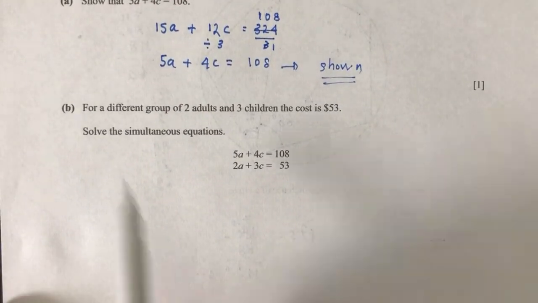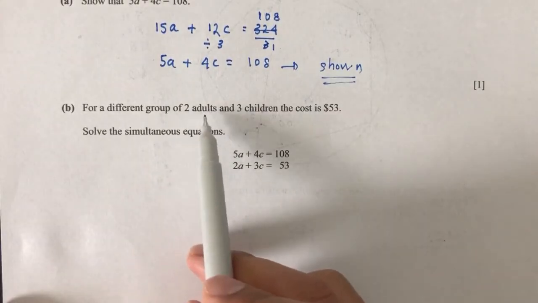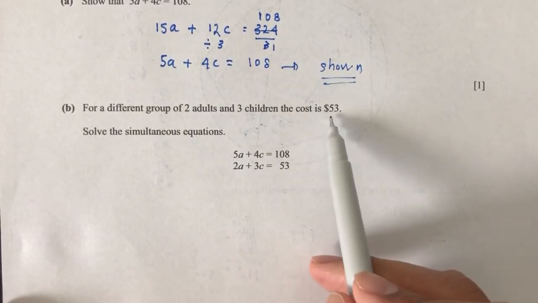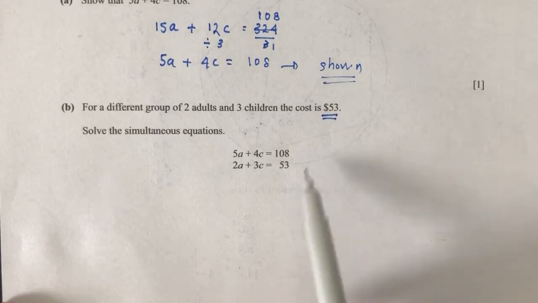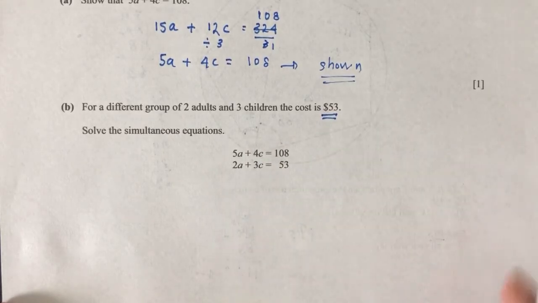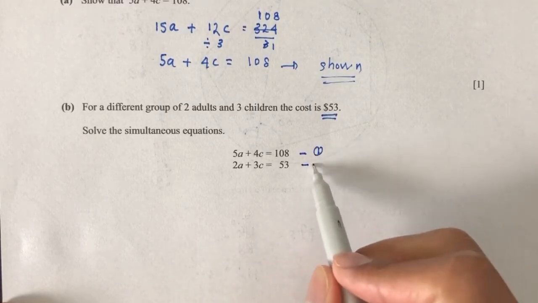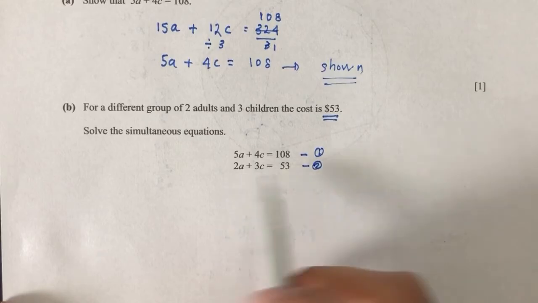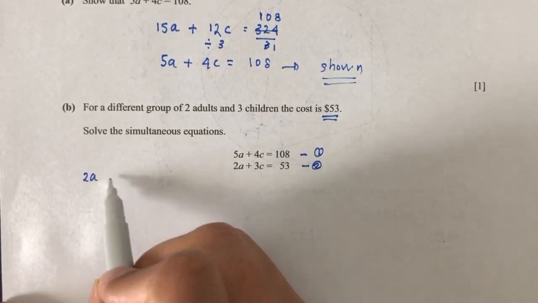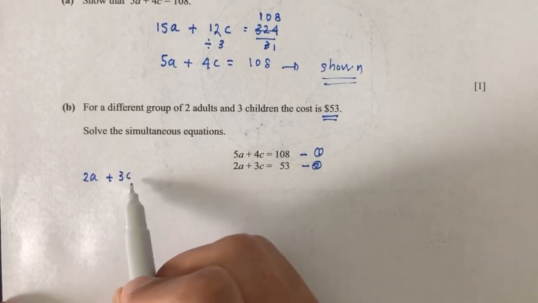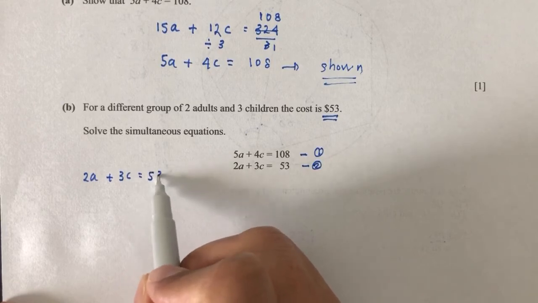So for part B, for a different group of 2 adults and 3 children, the cost is $53. Solve the simultaneous equations. In this question, you can use 2 methods: one is elimination and one is substitution. I will use substitution because I like to do that. So that is equation number 1, equation number 2. Let's take number 2. So we have 2A plus 3C equal to 53.